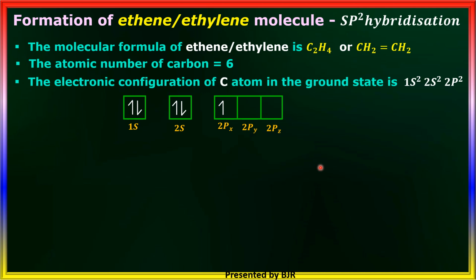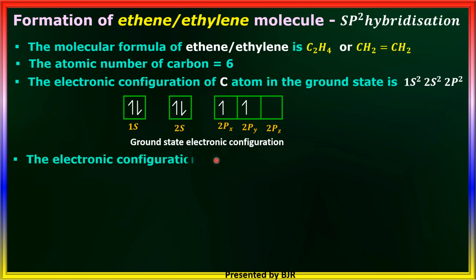And the 5th electron enters into 2px, the 6th one enters into 2py. So there are 2 unpaired electrons in the 2p orbital.